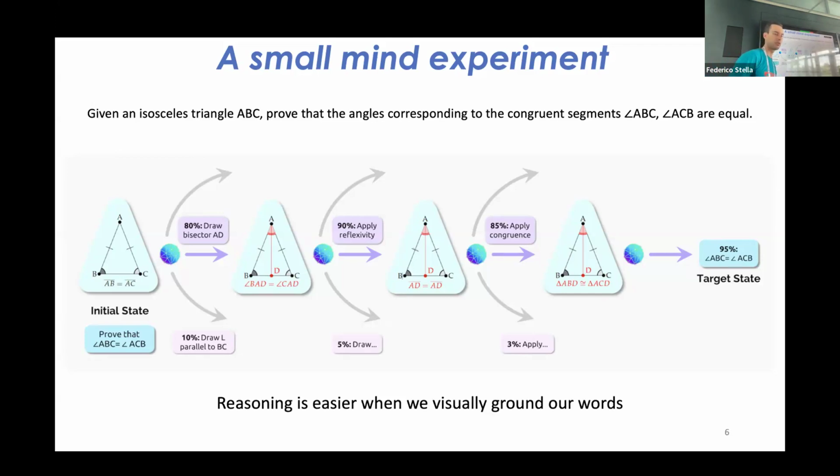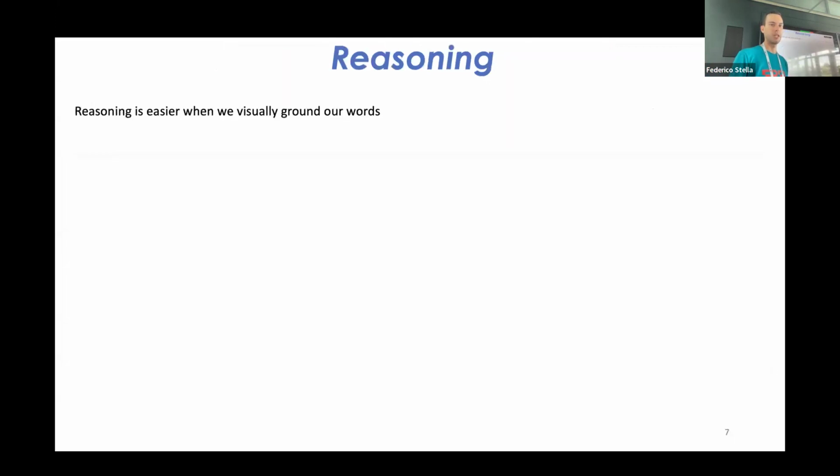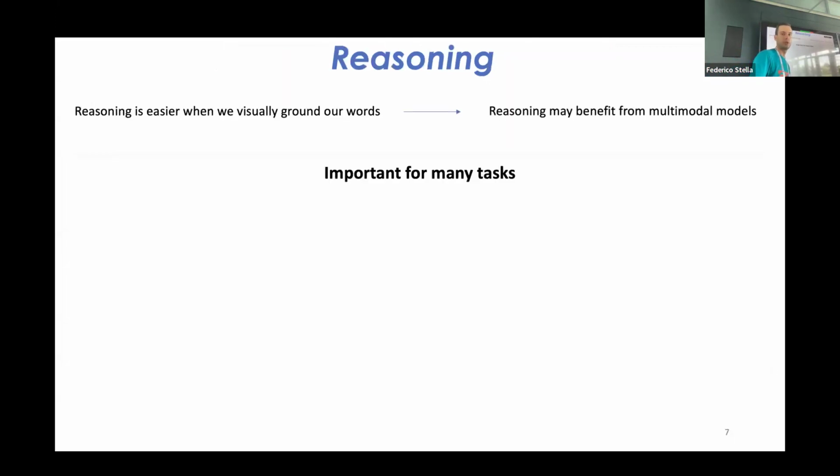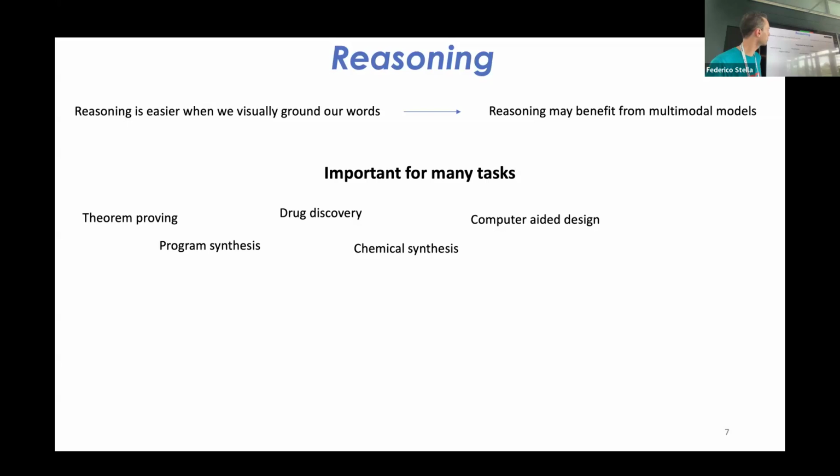Reasoning is easier when we visually ground our words, and this ground, I think, is key for the importance of multimodality. So reasoning may benefit from multiple modalities. And this can be very important for many tasks. So I have listed a few here: improving program synthesis, drug discovery, chemical synthesis, computer-aided design, combinatorial optimization.